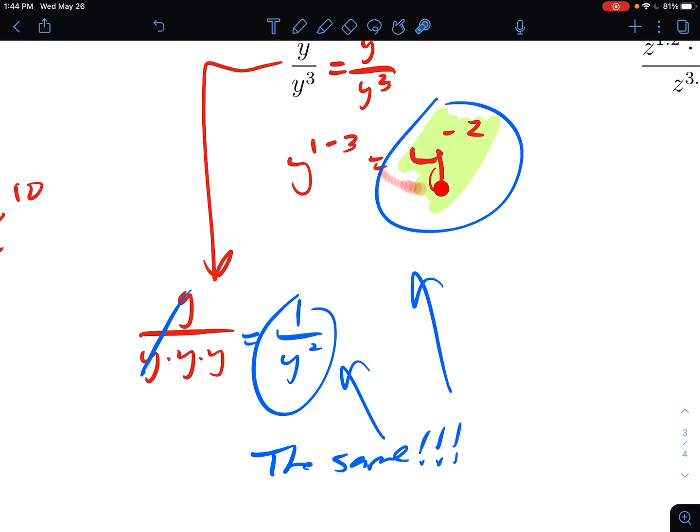Sometimes we'll want to express something using a negative exponent. Sometimes we'll use a fraction. So this is worth knowing as a rule.